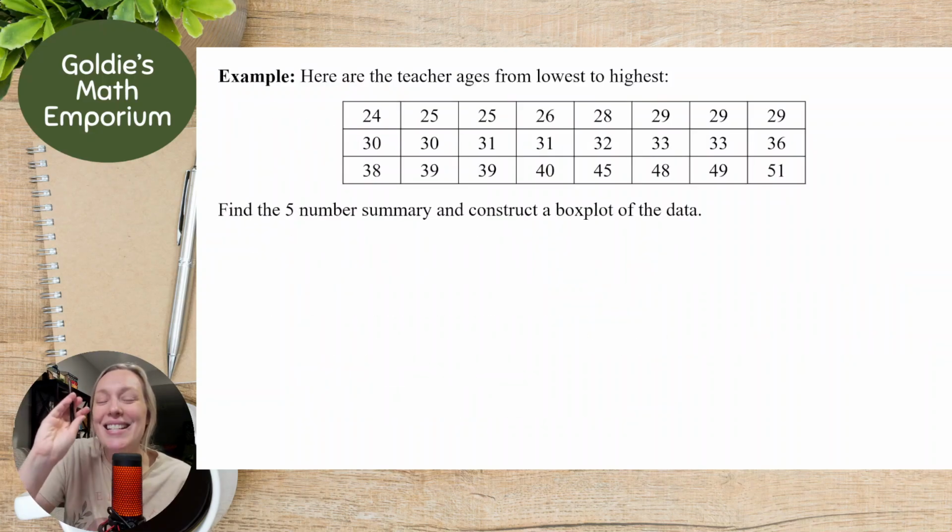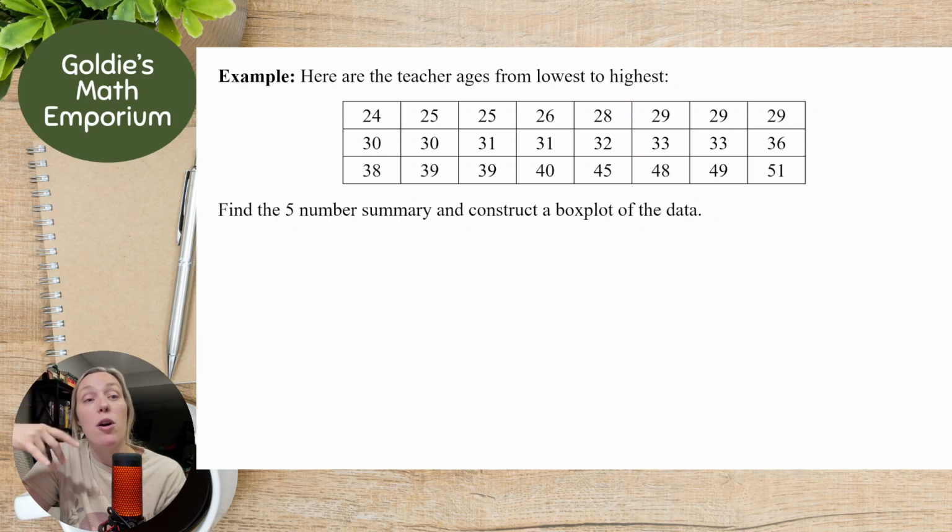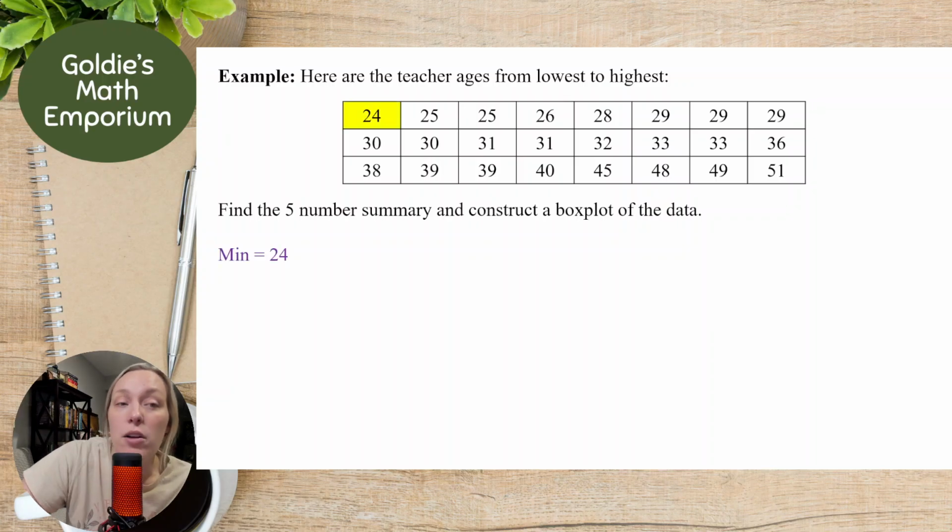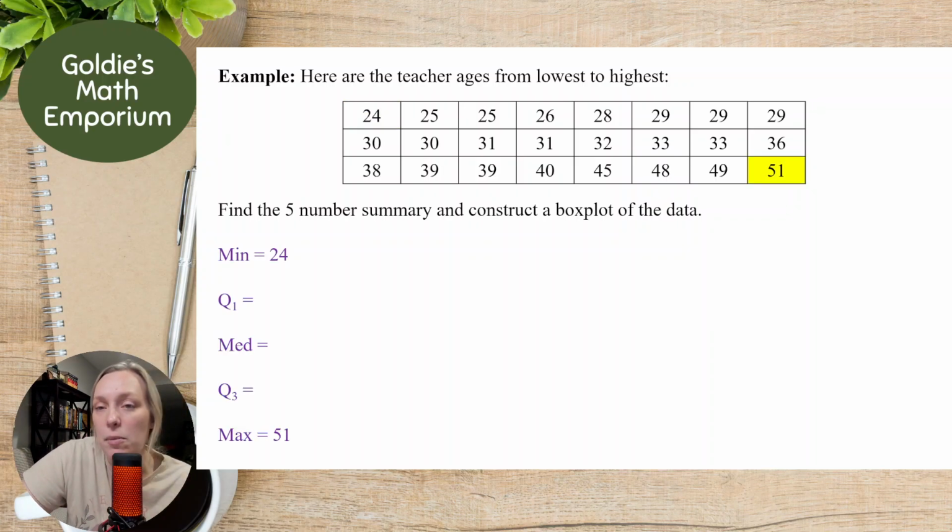And we're going to do that with our example from a few notes ago about teacher ages. So now we have teacher ages. This is a different example from the sleep. This is a new one. Teacher ages from lowest to highest. Find the 5-number summary and construct a box plot of the data. This is in order where the min is 24 and the max is 51. It's a table, but it goes in order. Hopefully you see that.